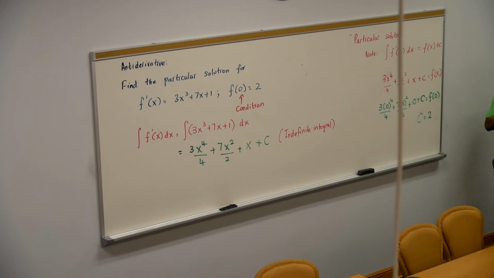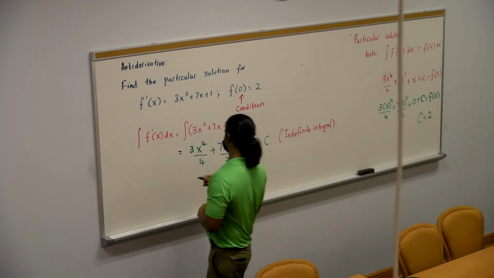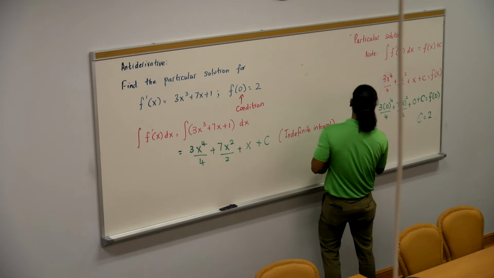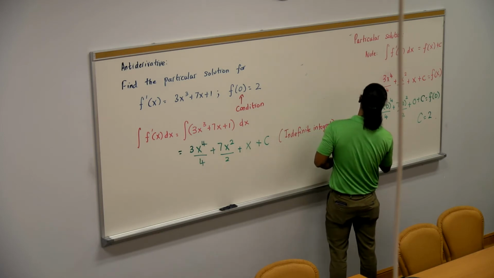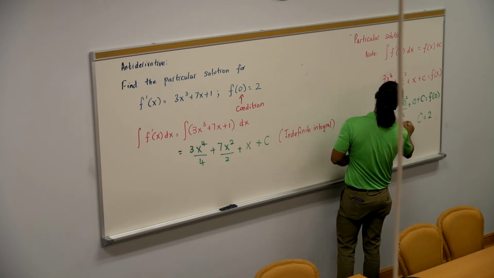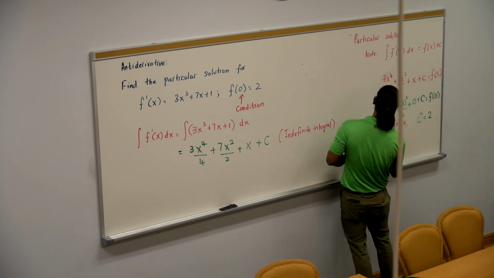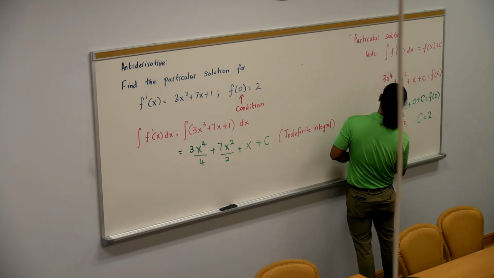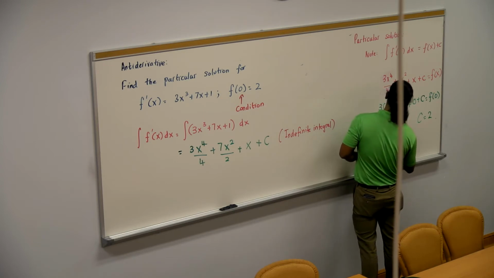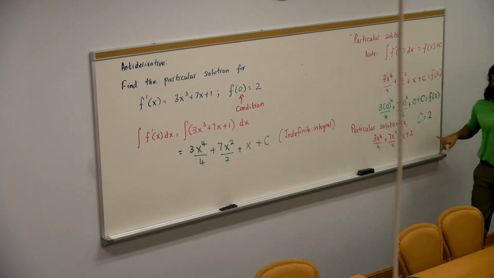So you found the constant. So you have one particular solution. What is that particular solution? The function that you found, so 3x raised to 4 over 4 plus 7x squared over 2 plus x plus 2. Does that make sense? Do we follow?